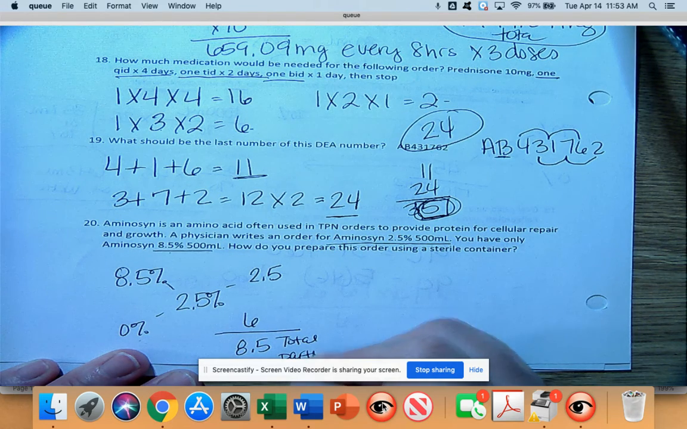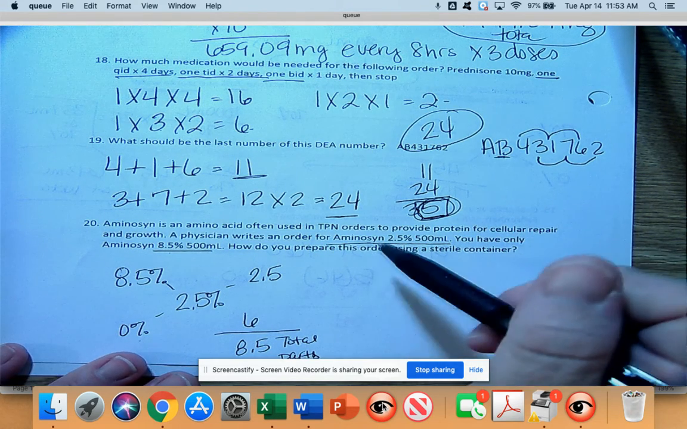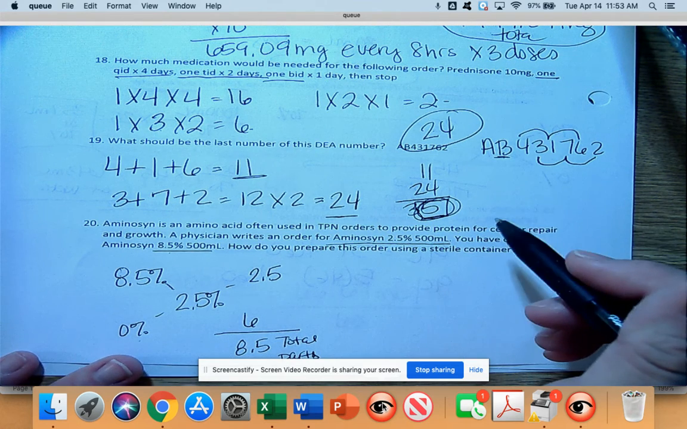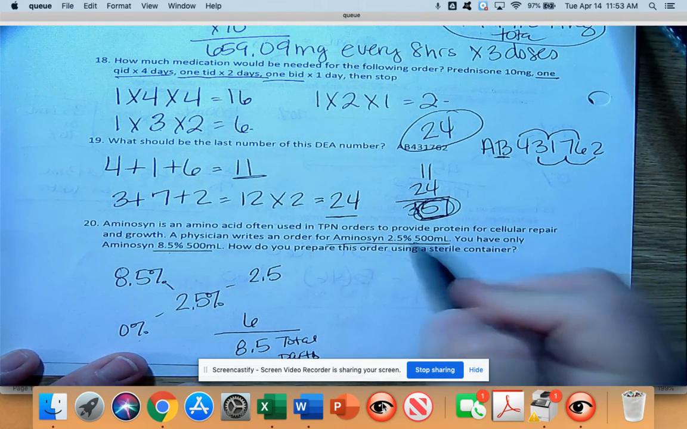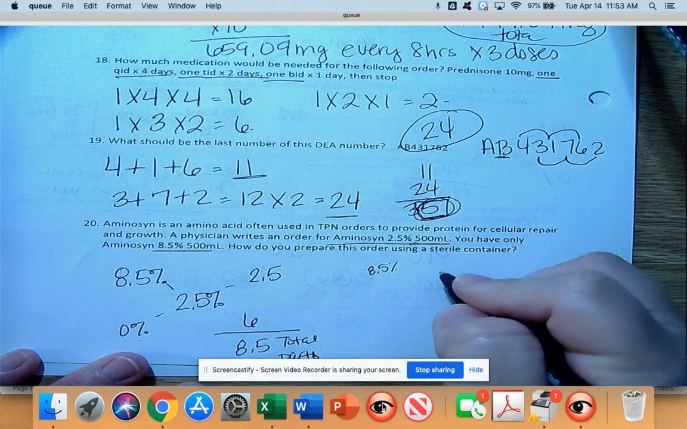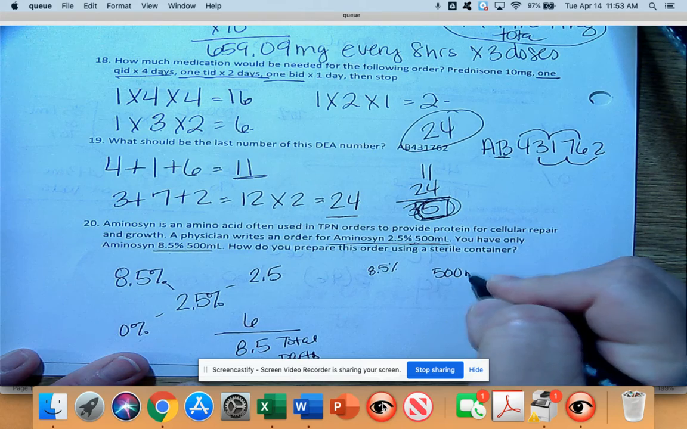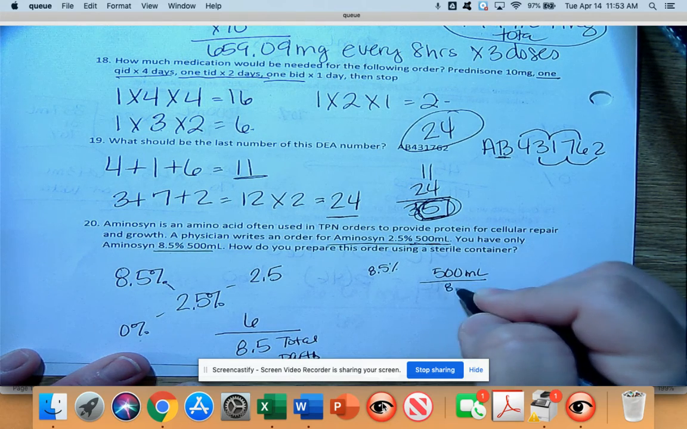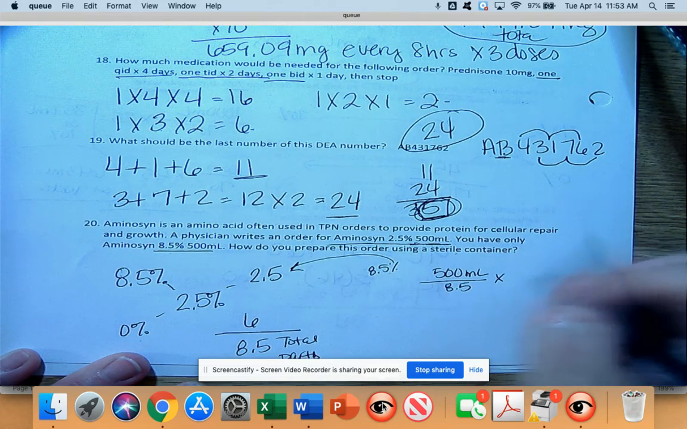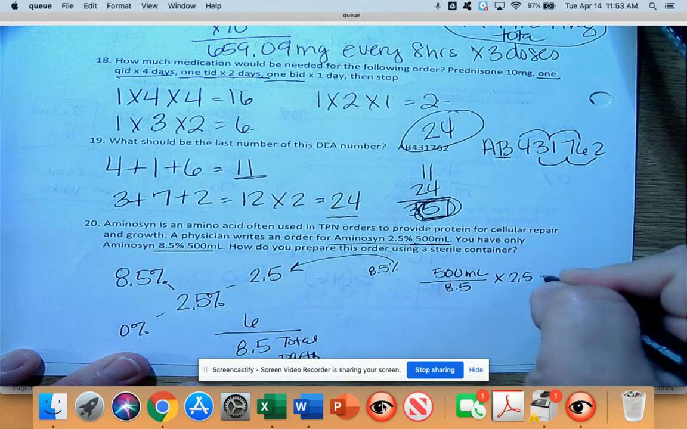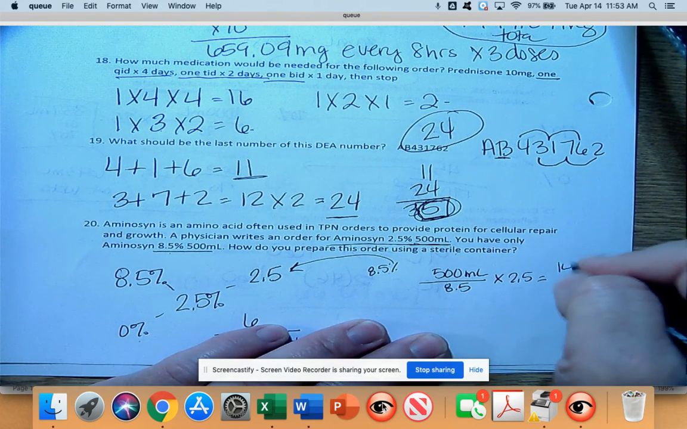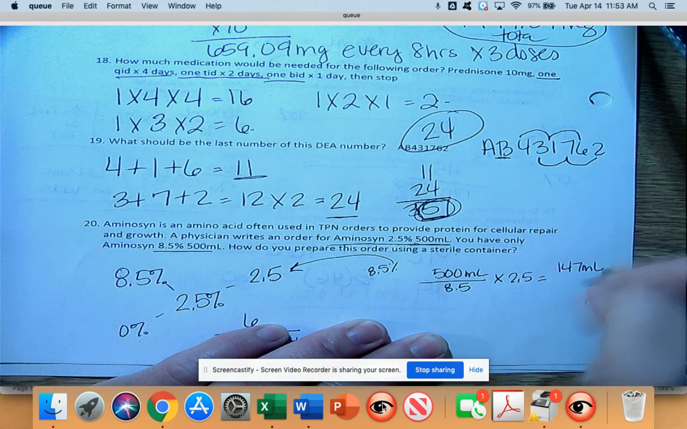Okay, now, how do you prepare this order using a sterile container? I know I need a quantity of 500 mils. I'm going to label this just so I don't get confused. My quantity is 500 mils. I'm going to divide that by my total parts, which is 8.5. Then I'm going to multiply times that part, which is 2.5. And that's going to get me a total of, I think, 147 milliliters, if I did that right, of 8.5%.